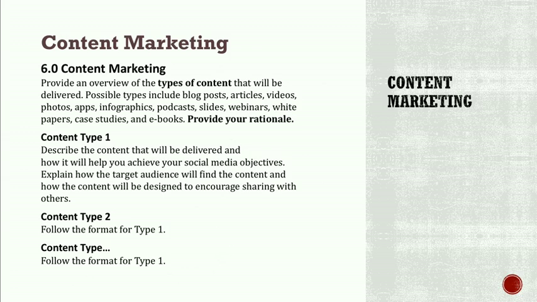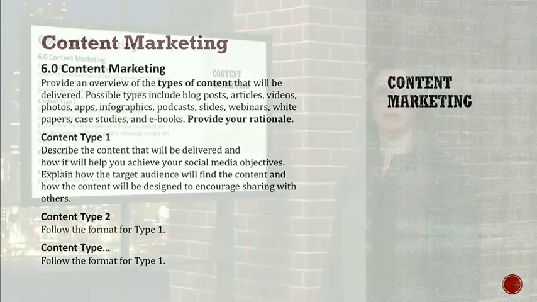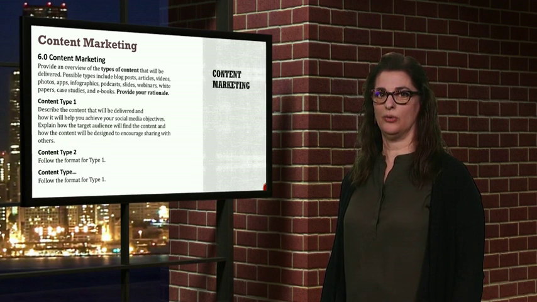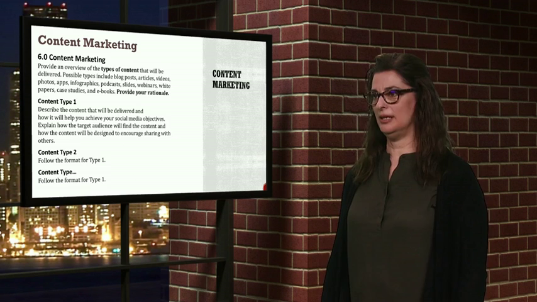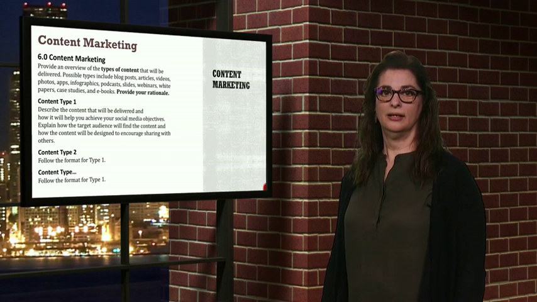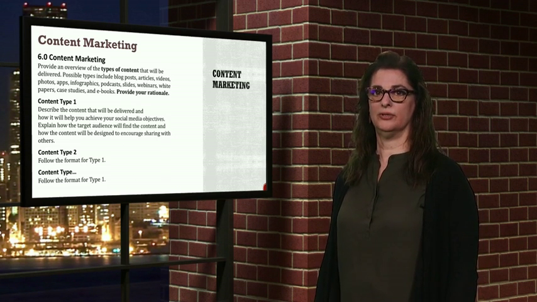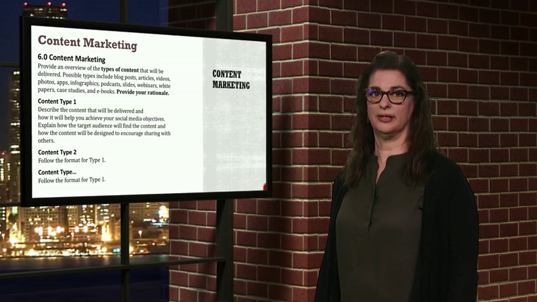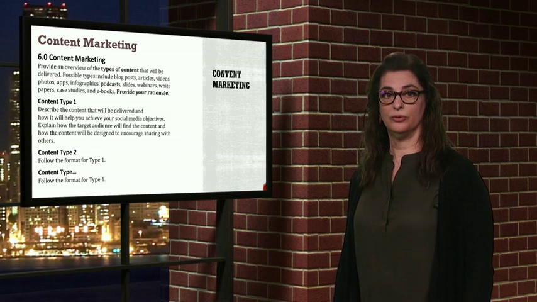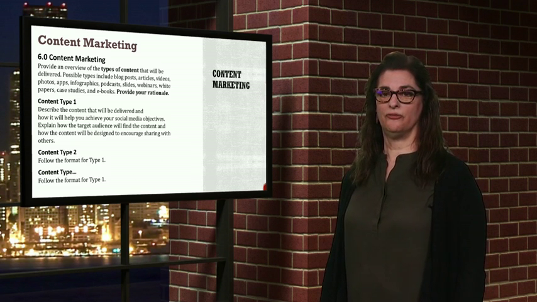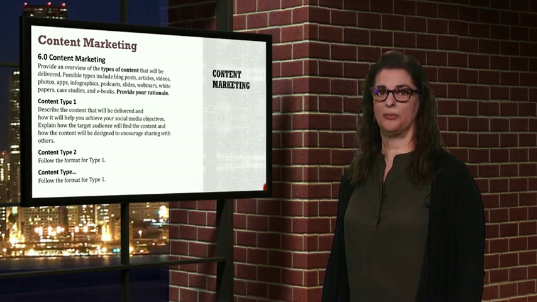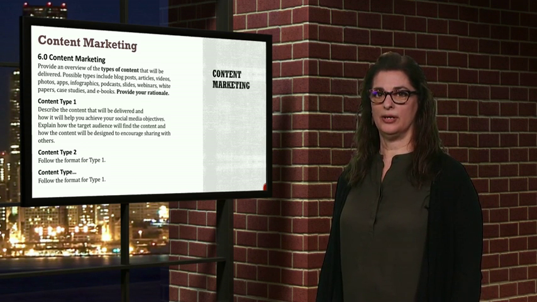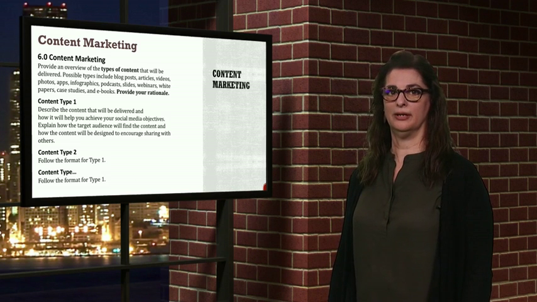Next, describe the content that you're going to deliver. And not just the type of content, but what is it going to say and how is it going to look? What's the theme for this content? Also, describe which objective this content is associated with and how is it going to help you meet that objective. Also include how your persona is going to find the content and why is it appropriate for that persona. And you'll also need to explain how the content is going to be designed for sharing.